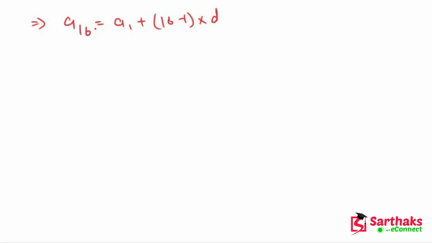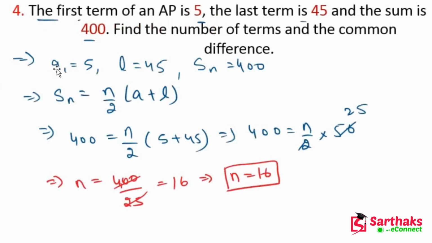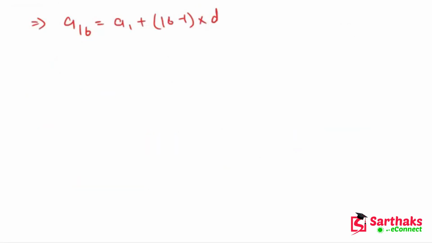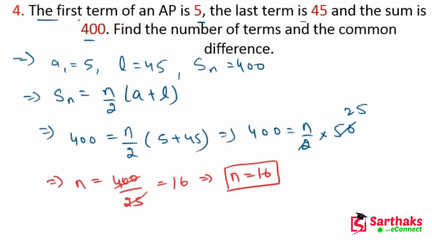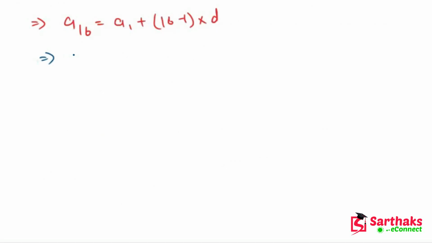Okay, and we know what A1 is. We have A1 is 5. So now put the value of this. So we get A16, we have 45. Okay, so 45 is equal to 5 plus 16 minus 1, which is 15, into d.